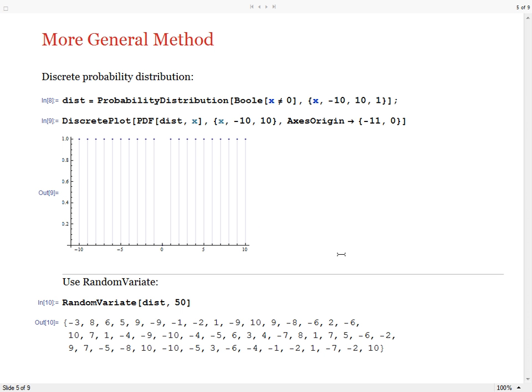A more general way to solve this problem is to recognize that what you're really trying to do is generate samples from a certain discrete probability distribution. You can use the function ProbabilityDistribution to define that distribution. In this case, the probability density function, Boole of x not equal to 0, defines a probability density that is constant everywhere between -10 and 10, except at the value 0, where the probability density is 0. Once we have our probability distribution defined, we can use the built-in function RandomVariate to generate 50 samples from this distribution.